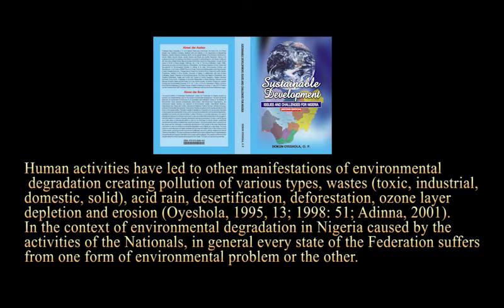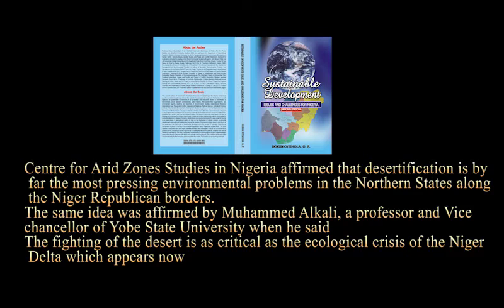(Adina, 2001). In the context of environmental degradation in Nigeria caused by the activities of its nationals, in general every state of the federation suffers from one form of environmental problem or the other. The Center for Arid Zones Studies in Nigeria affirmed that desertification is by far the most pressing environmental problem in the northern states along the Niger Republic borders.